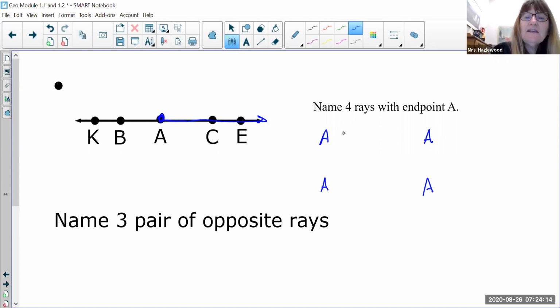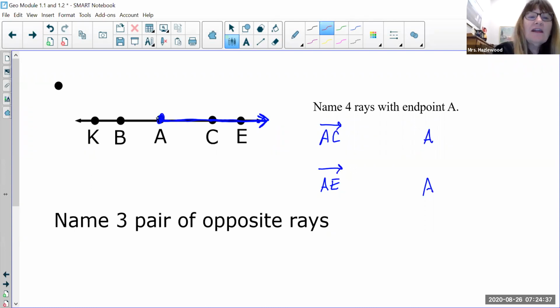So I went through C. So that's going to be 1 ray. Do you see also when I go through C, I go through E as well, because it keeps going on and on and on. So AE and AC are actually the same ray. I just named it 2 different ways.